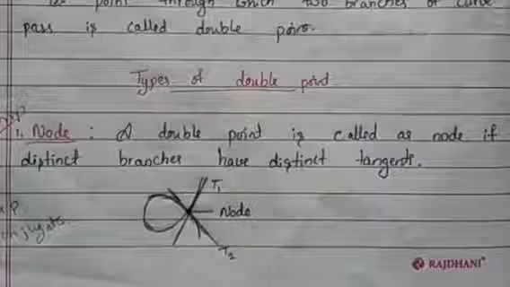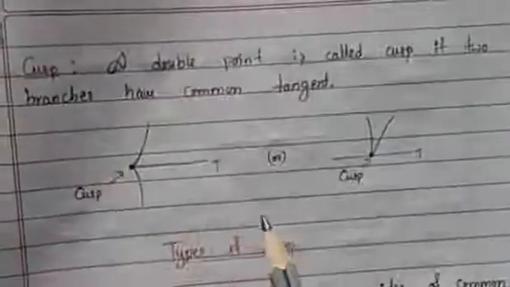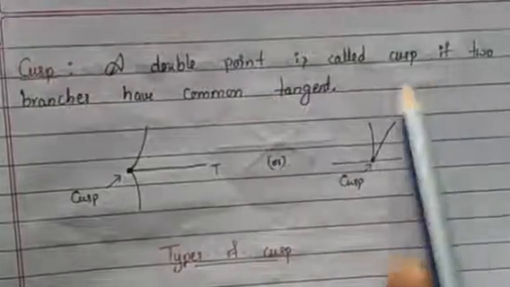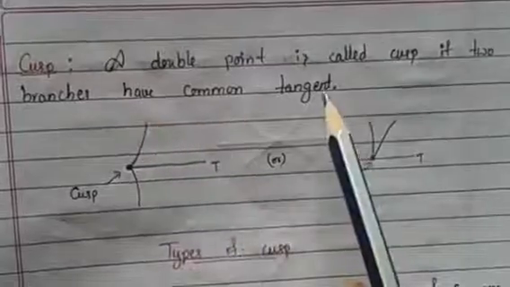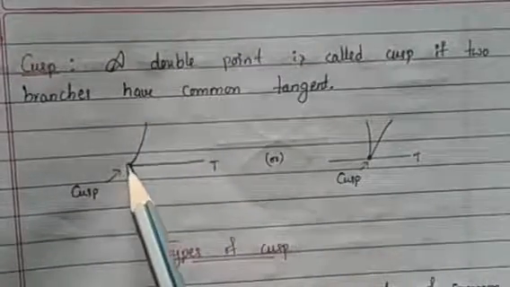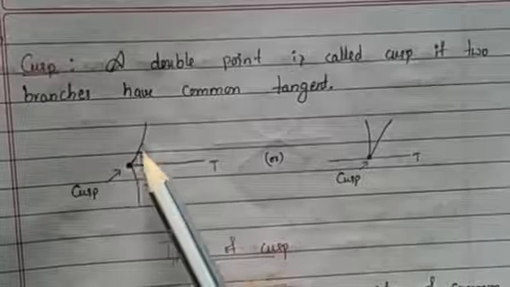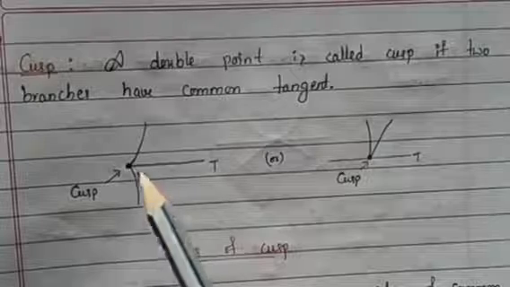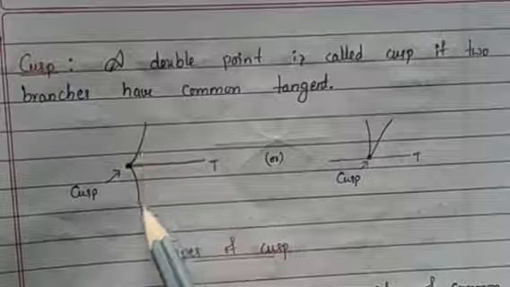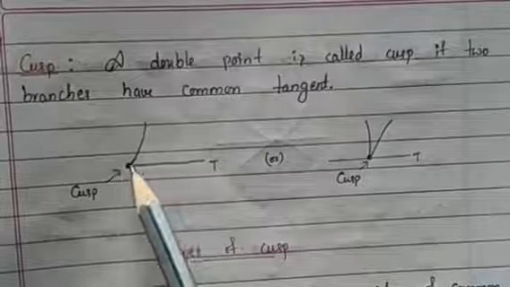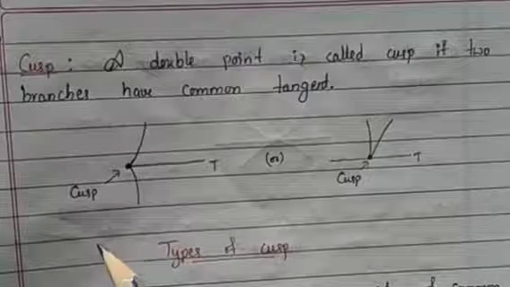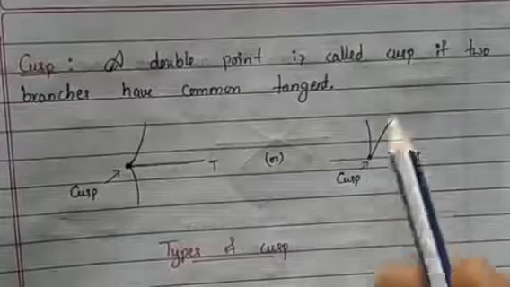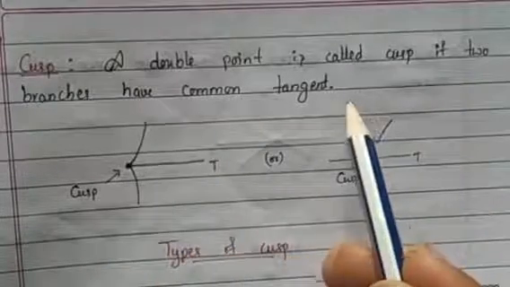Okay. The next one is the cusp. What does cusp mean? A double point is called a cusp if two branches have a common tangent. Look here. This is a point. This is one branch of the curve and this one is another branch of the curve. Through this point, two branches of the curve pass. So we say this point is a double point. So this double point is called a cusp if two branches have a common tangent.